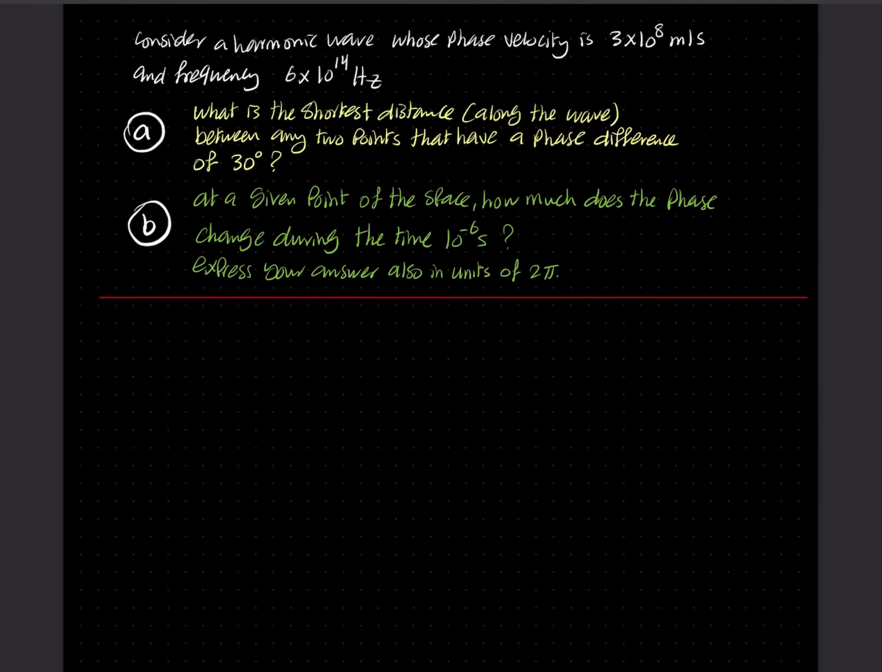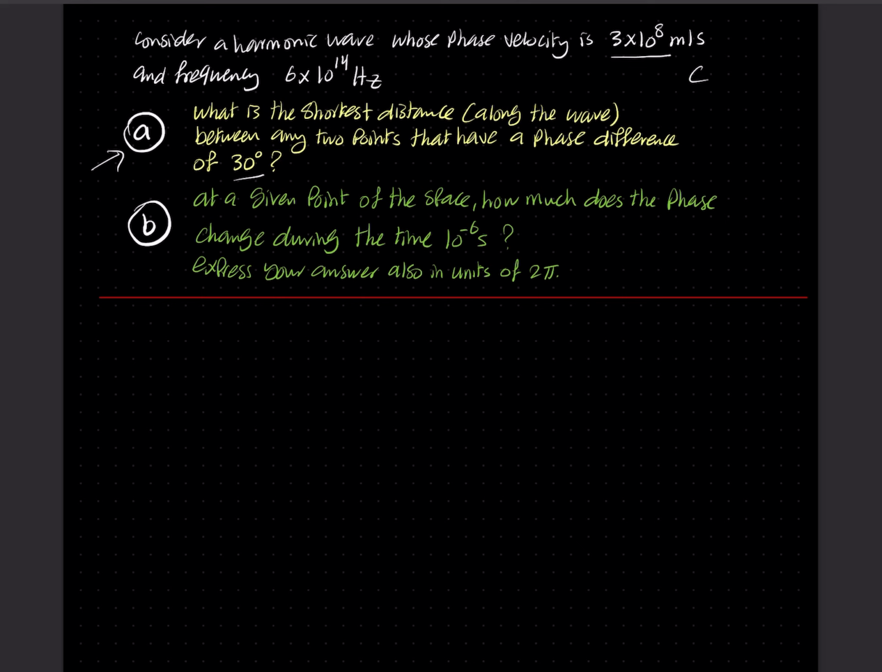Hello, we have a new problem here that says consider a harmonic wave whose phase velocity is 3 times 10 power 8, which is the speed of light here, and a frequency of 6 times 10 power 14 hertz. Okay, and we have two parts. Let's now work on the first one. What is the shortest distance along the wave between any 2 points that have a phase difference of 30 degrees?